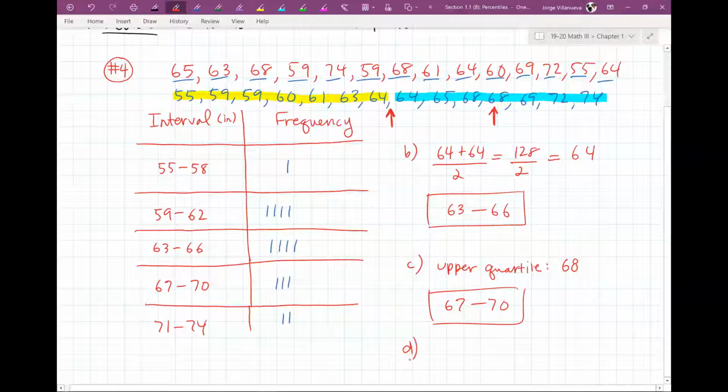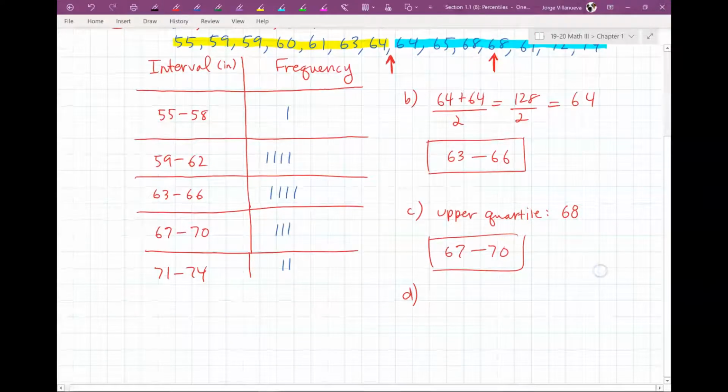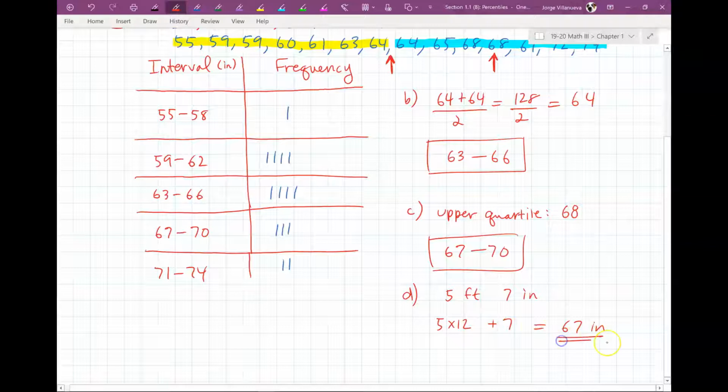Okay? And then part D. What percent of the students are shorter than 5'7"? Well, how much is 5'7" in inches? We have 5 feet, 7 inches. Now 5 feet is 5 times 12. That's how you get inches, right? So what is it? Yeah, 67 inches total. That's what 5 feet 7 inches is. So how many people are shorter than 67 inches?